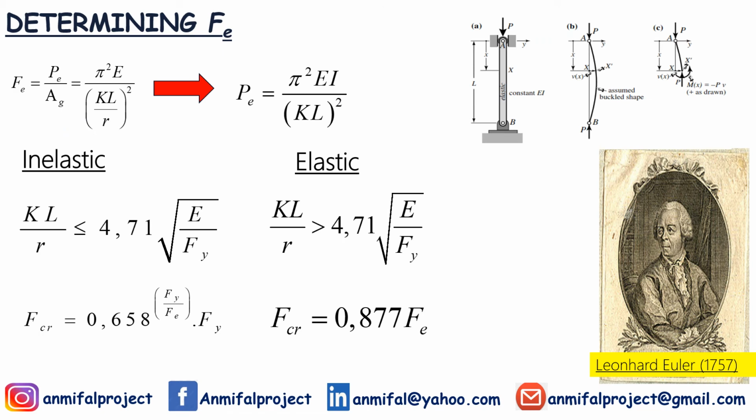How about the Euler stress? Simply, the Euler stress can be computed by dividing the Euler load by the cross section area. Or in another form, we can say π squared multiplied by the modulus of elasticity and divided by the slenderness ratio squared. The next question is the Euler load. The Euler load, or in another name the critical load, is defined as the load that can cause the compression member to buckle.